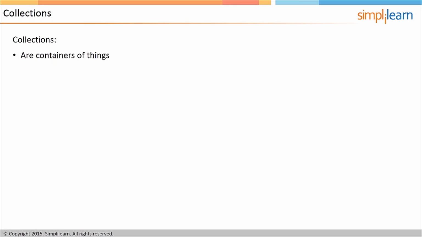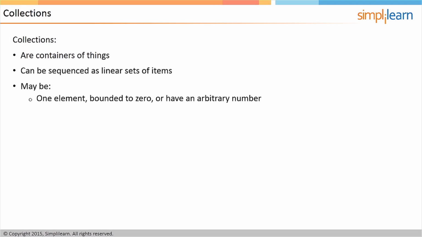Scala includes a rich set of collection library, which are containers of things. These can be sequenced as linear sets of items. They may be one element bound to 0 or have an arbitrary number. They can be lazy or strict too. Lazy collections contain elements that may not require memory until accessed, for example, ranges.